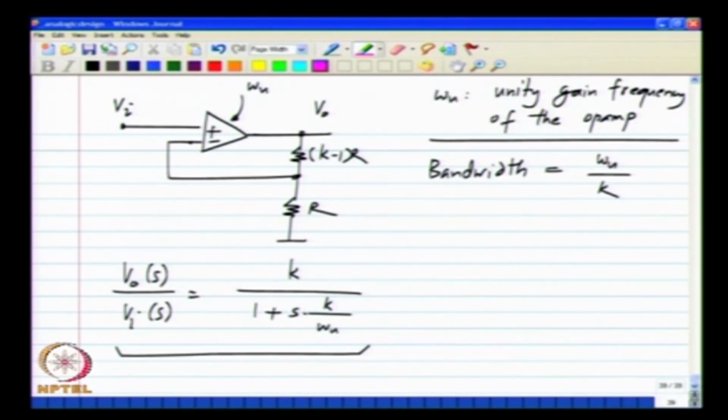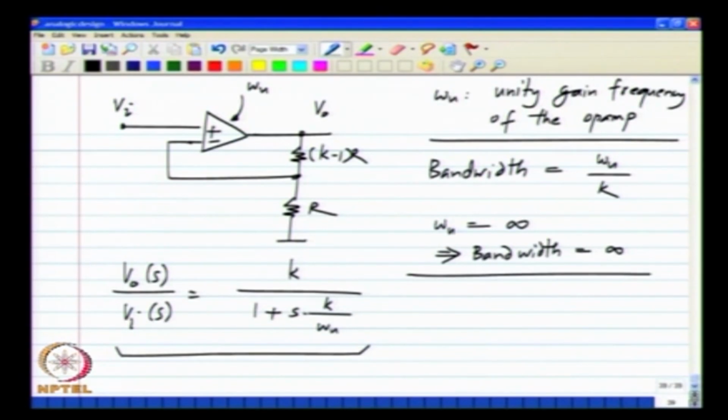Okay. Now, if you set omega u to be infinity, then the bandwidth will be infinity. So, that means that for all frequencies the gain of the system will be k. The transfer function will not have any s terms in it, the transfer function will simply be equal to k. Okay. When the op amp is an integrator with a unity gain frequency omega u, it behaves ideally for DC, that means the DC gain is k.